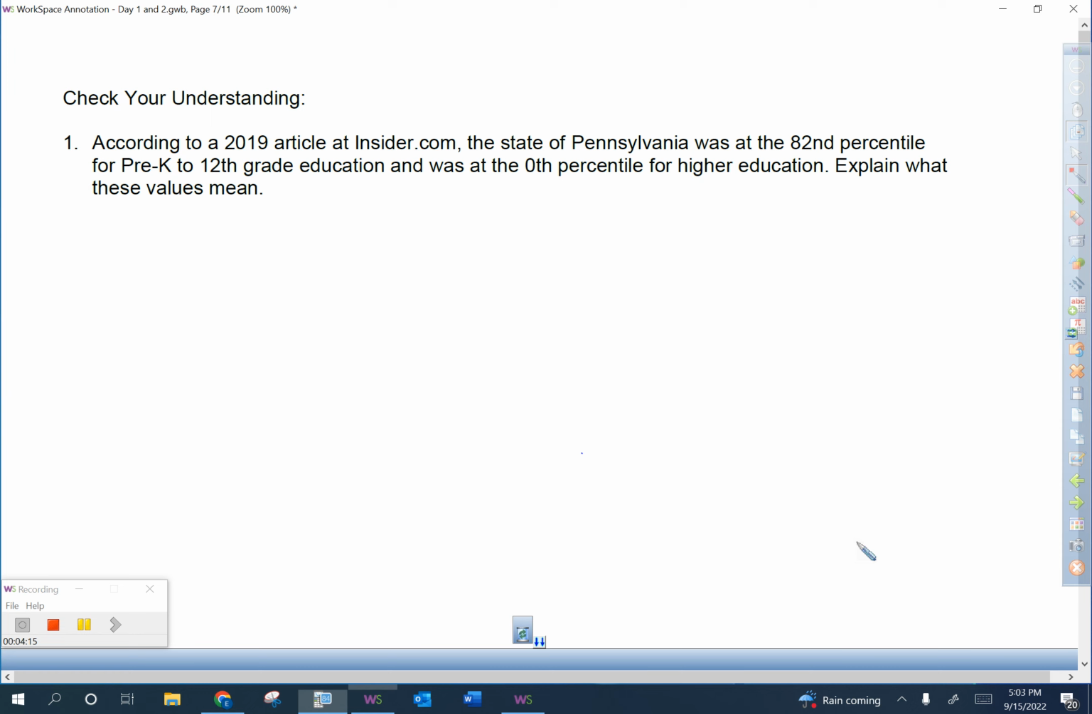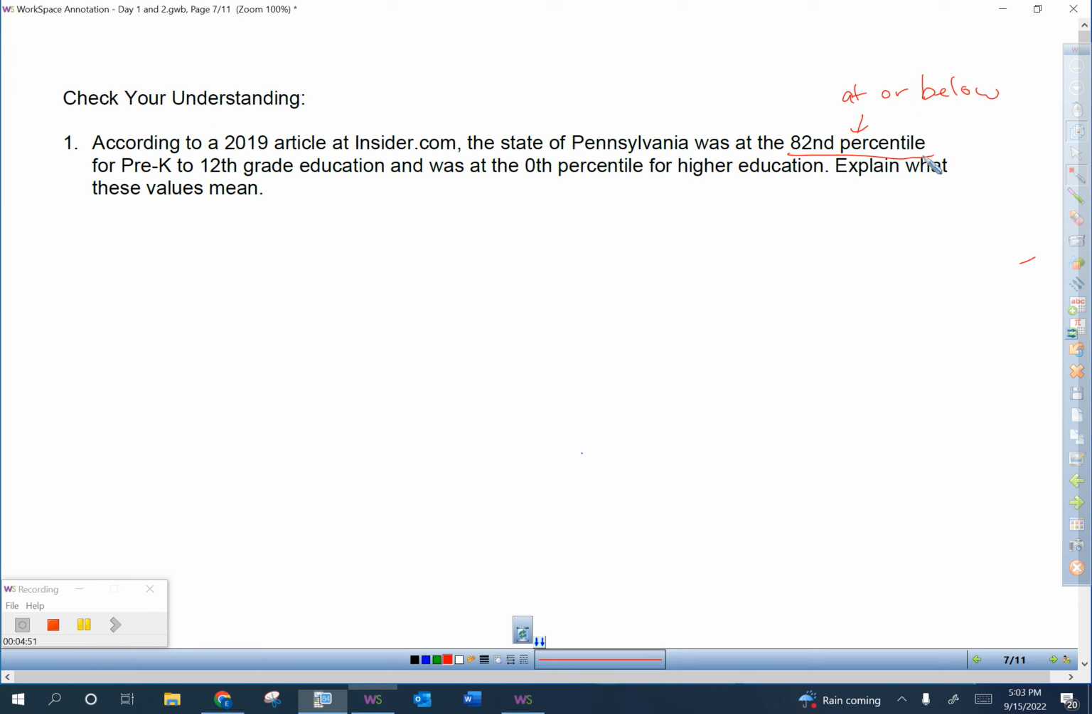Okay, we're going to do some practice problems that tie everything we did last time together. Okay, so the first one says here, according to a 2019 article, the state of Pennsylvania was at the 82nd percentile for pre-K to 12th grade and was at the 0th percentile for higher education. And we want to just explain what these mean. Okay, we weren't given the individual scores, so we are not going to be able to find that. We're just going to use comparative language here to talk about what this means. Okay, remember the definition of percentile is at or below.